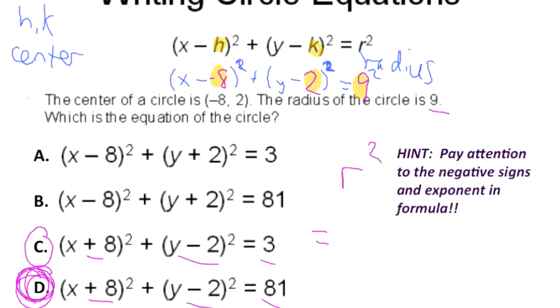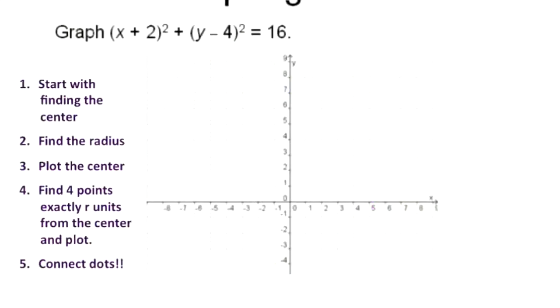Yep, so your radius is always r squared. So if they tell you that your r is 9, you just plug in 9 squared. There we go. Excellent. So we get 81. Okay, so now let's talk about how we're going to graph a circle.